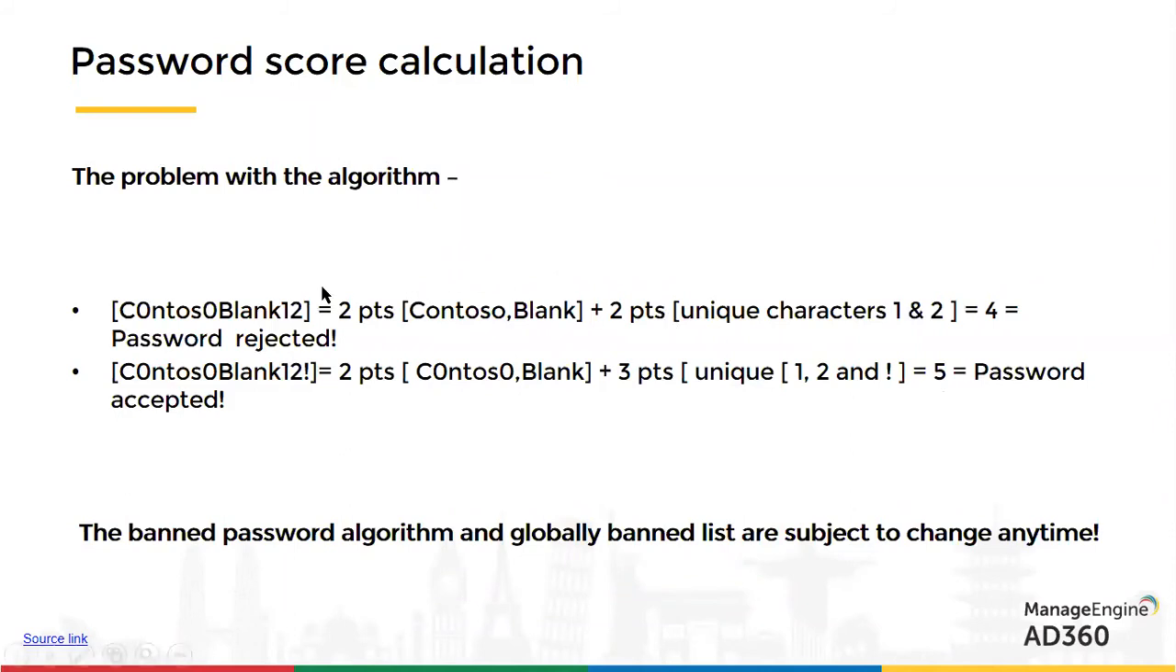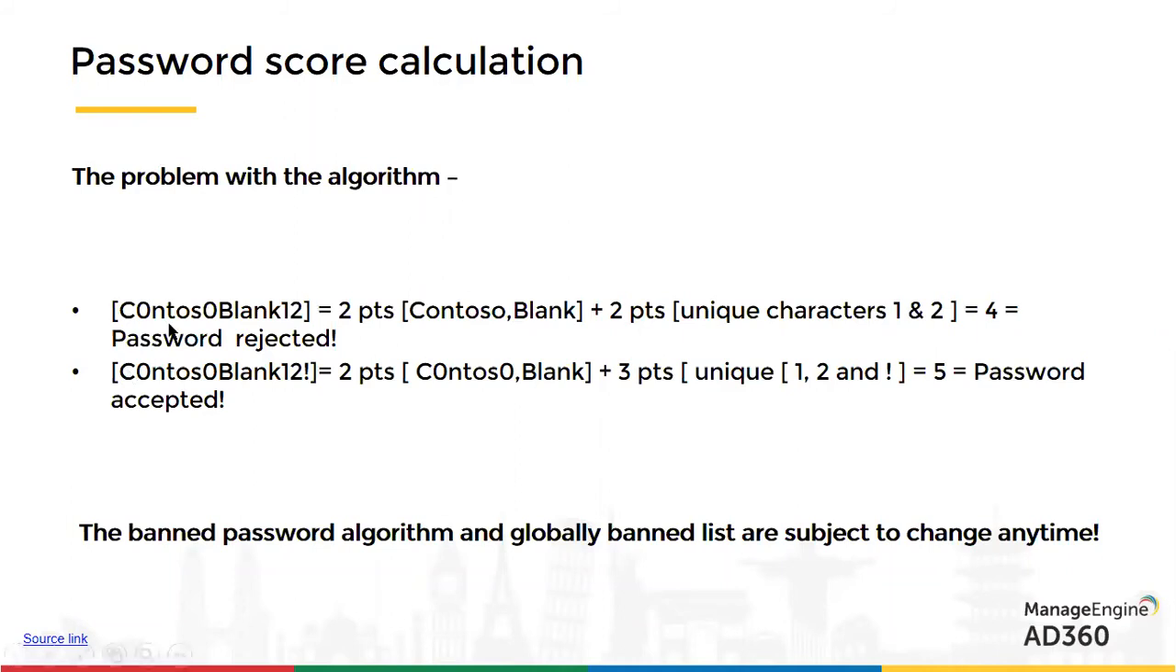Azure AD's password calculation algorithm is based on points, right? So every unique character gets a point and every banned password gets a point. And if the total is 5 or more, the password will be accepted. And if the total is less than 5, the password will be rejected, right?